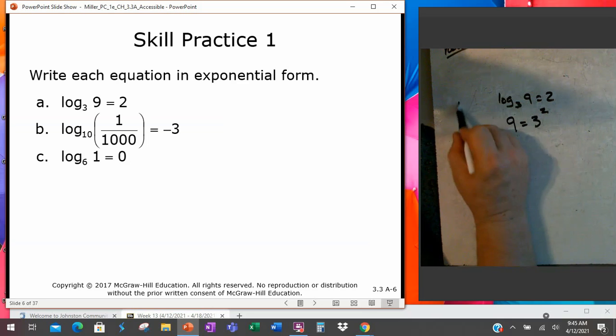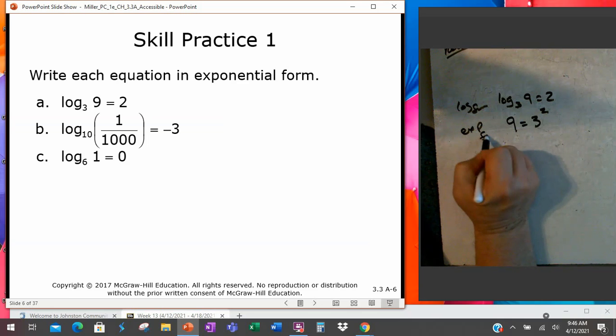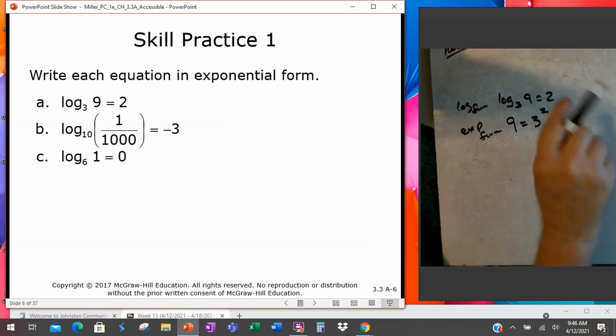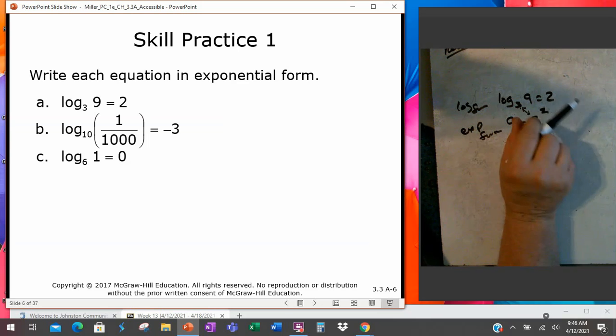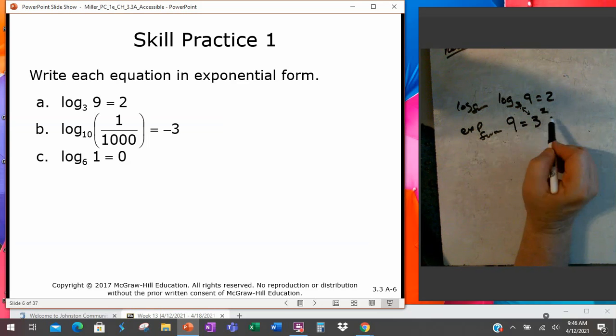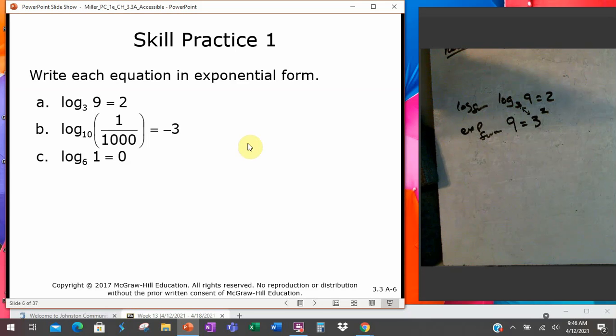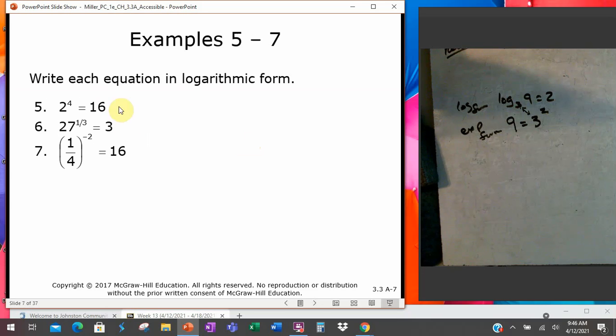Okay, this is the log form. This is the exponential form. They go back and forth. They're inverses of each other, and each has a base. This is the inverse of that. Okay, so let's move on.